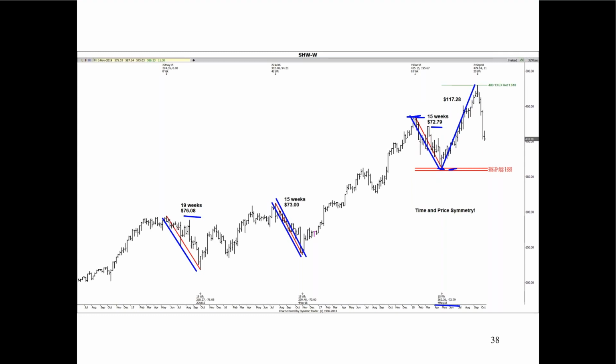$117.28 before it failed. But the other thing that's really interesting on this chart is that not only did you have similarity in price, you had equality in time, 15 weeks down, 15 weeks down. So you had time and price.